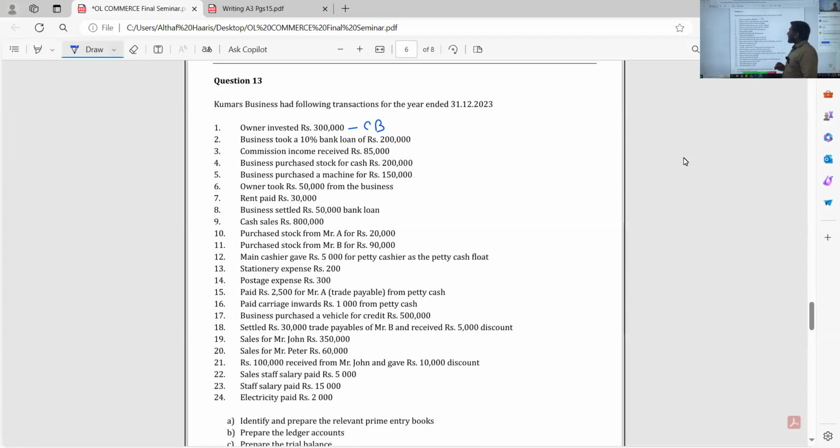Business took a 10% bank loan. Again, it is something connected with cash, so cash book. Commission income received, again connected with cash, cash book. Business purchased stock for cash, again connected with cash. We learned that whatever transaction is connected with cash, you have to record it in the cash book. Simple as that. Business purchased the machine, cash is involved, cash book.